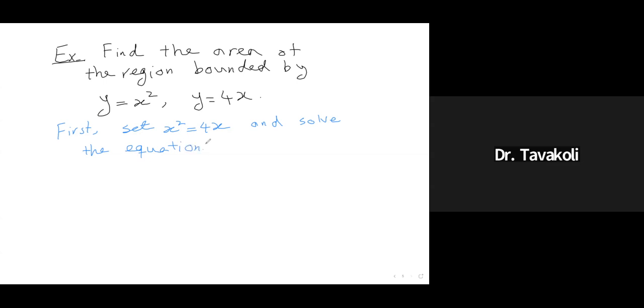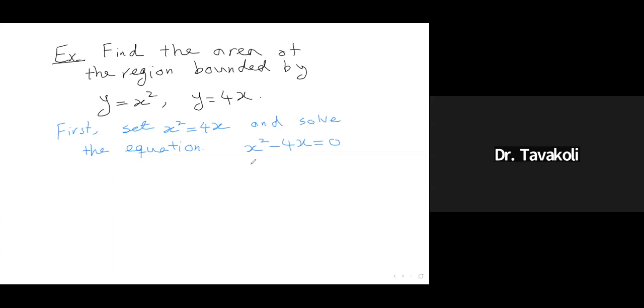So for this particular example, what is the solution to this equation? Subtract 4x from both sides, so x squared minus 4x is 0. What are the roots of this equation? One of them x is 0, one of them 4.